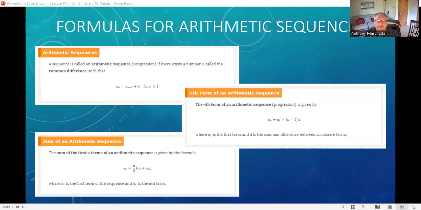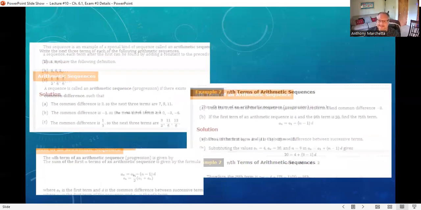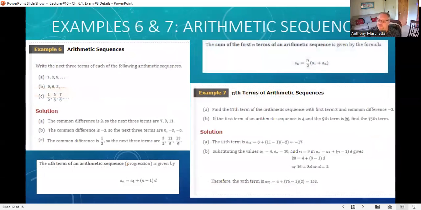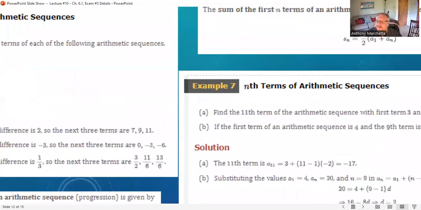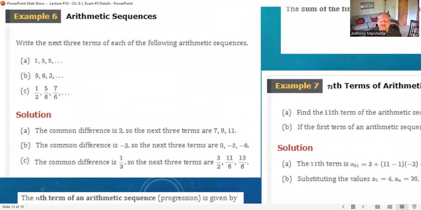So, arithmetic sequences and common differences. We have the nth term, and we have the sum of an arithmetic sequence. So now let's put them into application, and let's answer some questions about these. First, let's just do some basic brain teasers here. Write the next three terms of each of the following sequences.